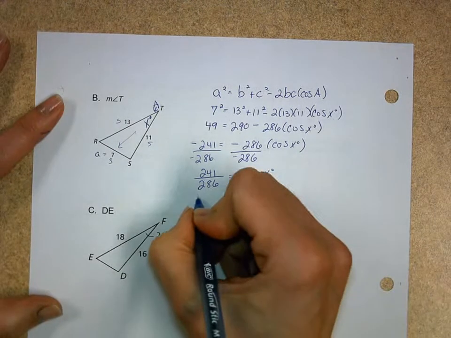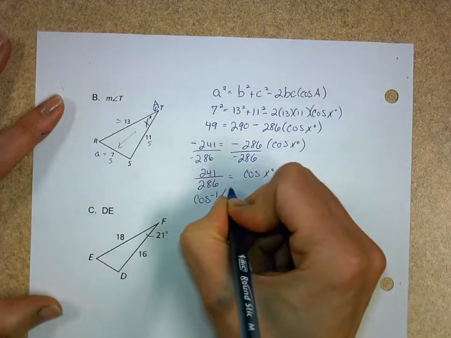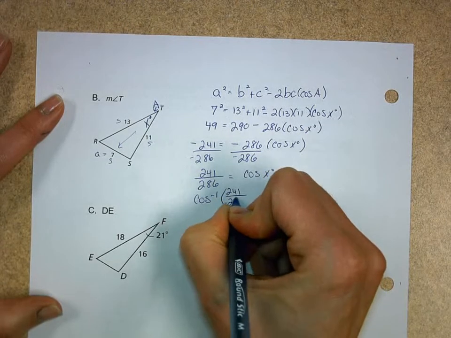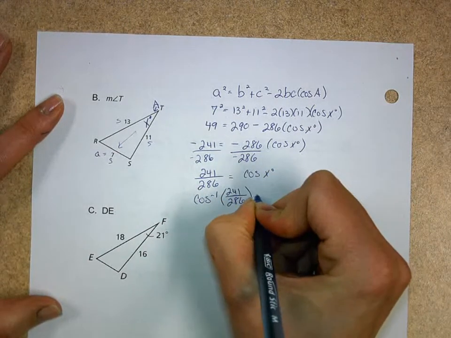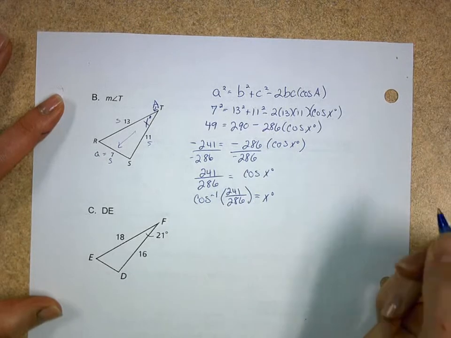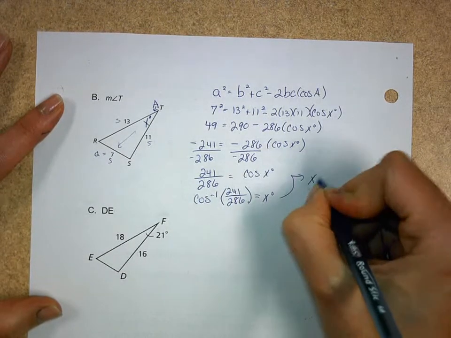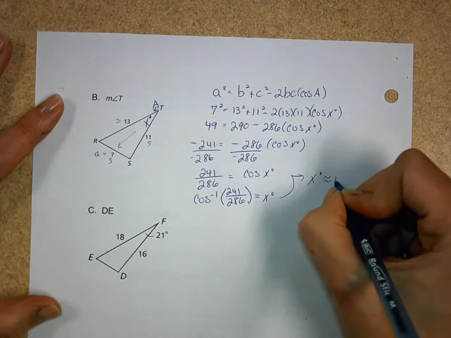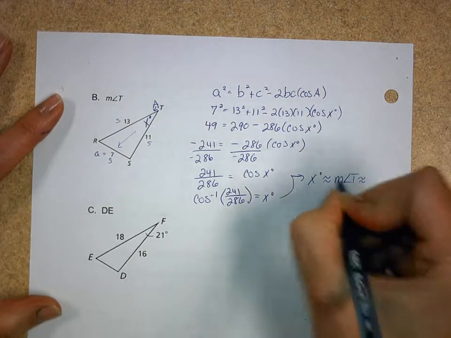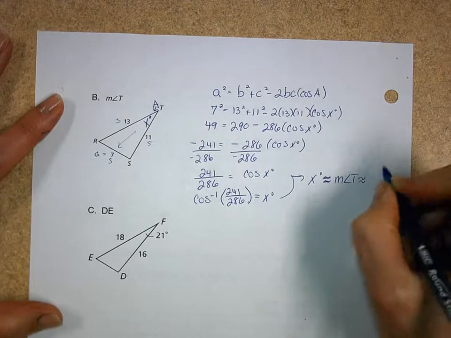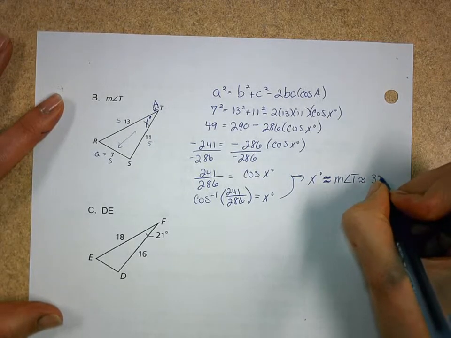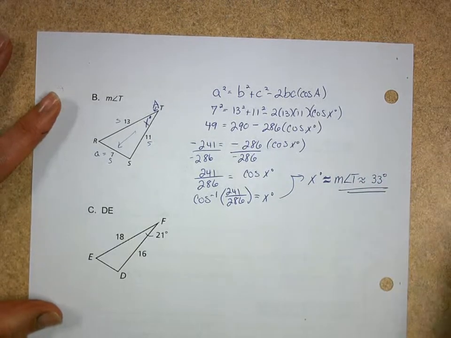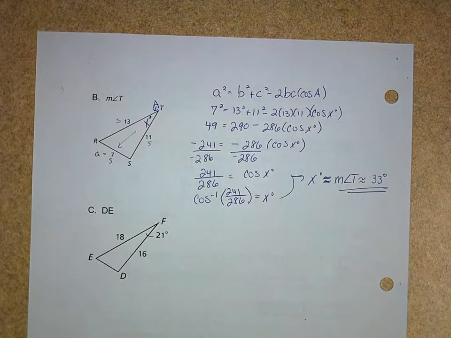So I go the inverse cosine of 241 over 286 equals x degrees, which means if I put this to the nearest degree and I punch that into my calculator, I should get the fact that the measure of angle T is approximately 33 degrees. I think it's 32.6 something if you do it right.